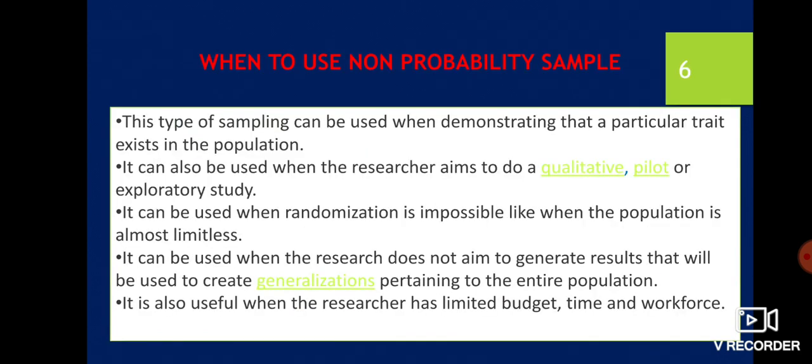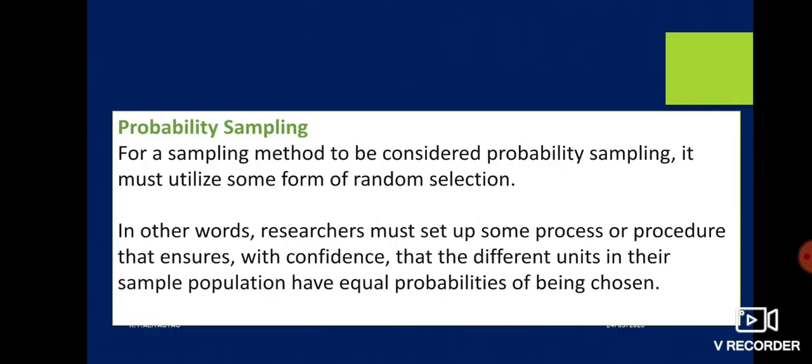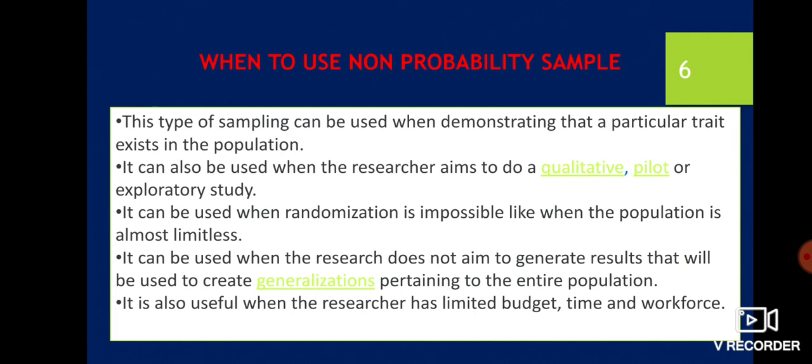So yun. Next, when to use non-probability sample naman, no? Dito kasi, class, sa probability sampling, we are using some sort of system and then procedures which actually ginagamitan ng statistics, no? Nagme-measure tayo, nagka-calculate tayo. On the other hand, when are we going to use non-probability sample? So this type of sampling can be used when demonstrating that a particular trait exists in the population. When we have in our mind already whose participants are we going to get in our research, we use the non-probability sampling. No, alam na natin na ang kailangan nating i-target is matatanda, mga bata, babae, lalaki, mayayaman, mahihirap, so we use the non-probability sample.